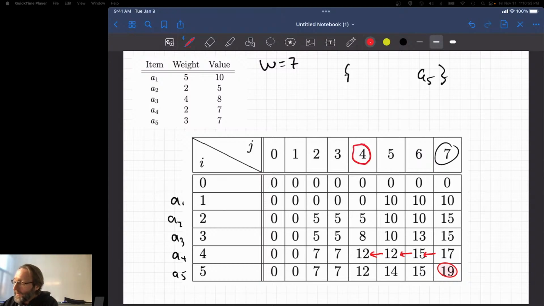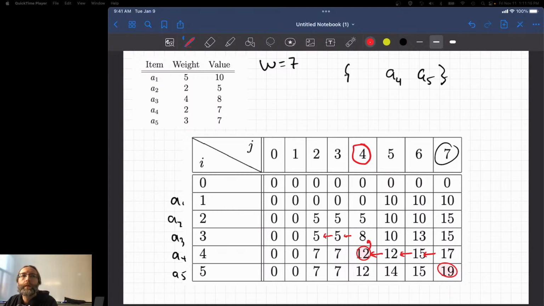And then I look above again. Is there a change? Yep. So what does that mean? That I took A4. Right. Now, by taking A4, how has my weight capacity changed? 2. So I go over 1, 2.